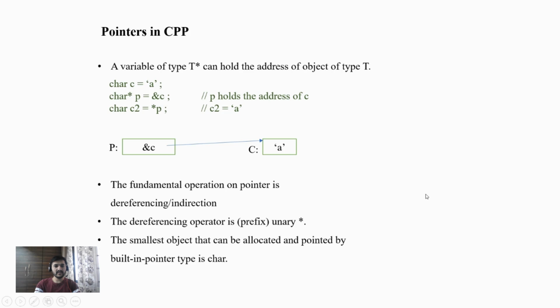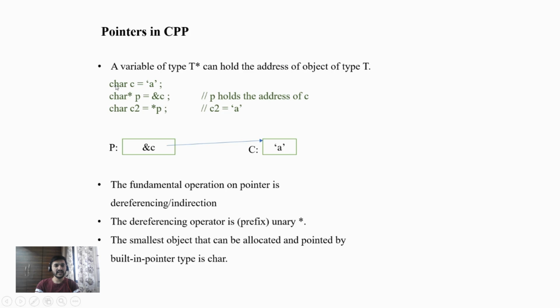Pointers are declared or defined similar to a variable, just that we add a star operator along with the type of the variable. Okay, so as you can see, a variable of type T star can hold the address of an object of type T. It simply means that, let's understand it with the example.